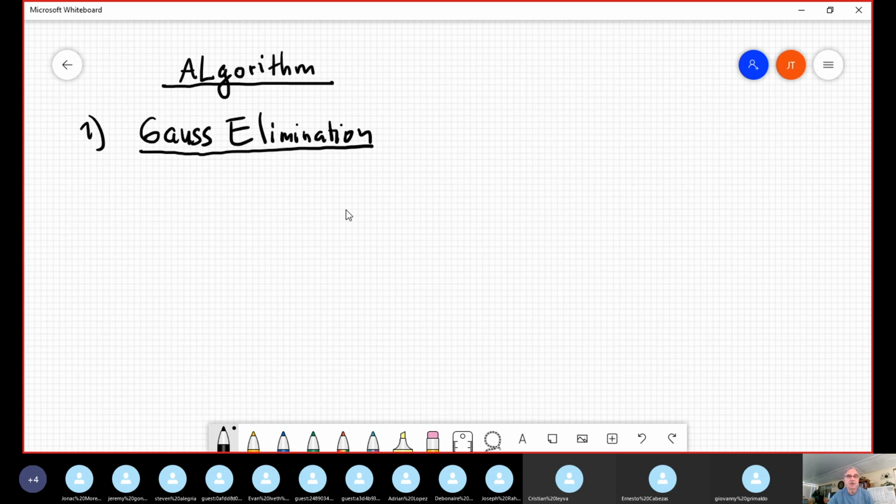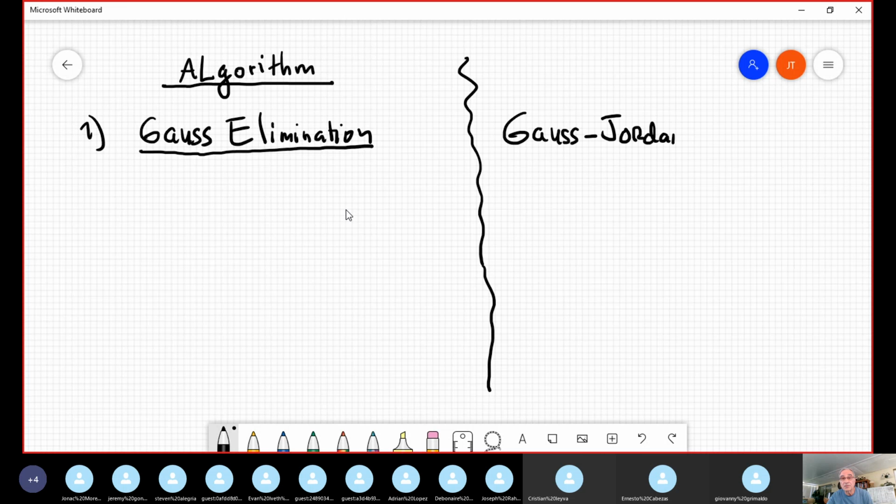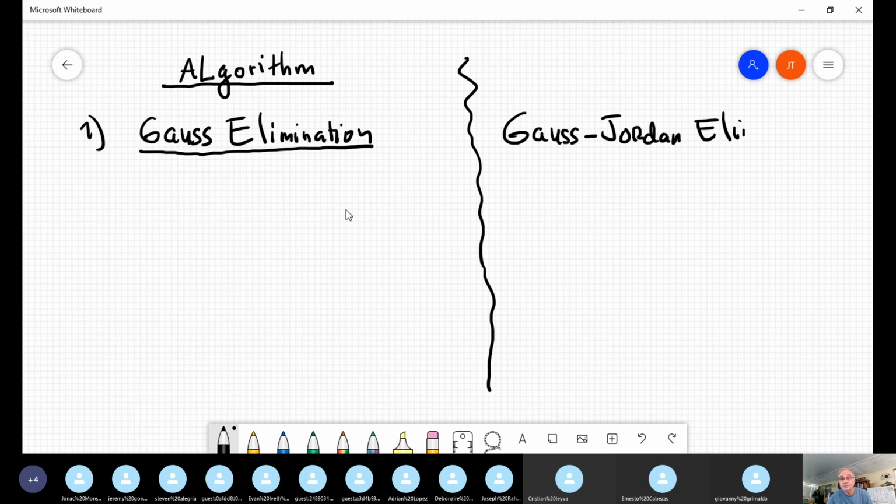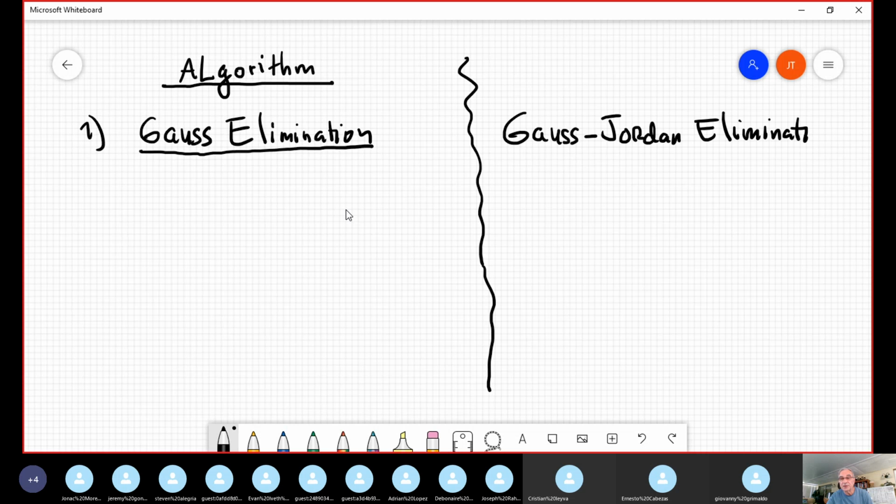Gauss elimination. And the second, Gauss is the last name of the famous German mathematician. This is the most important mathematician in the history of mathematics, Gauss. And the second is Gauss also, but Gauss-Jordan elimination. I suppose that Jordan brought a new idea inside the Gauss method.